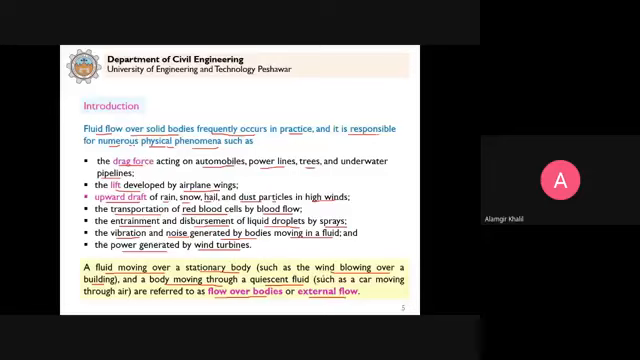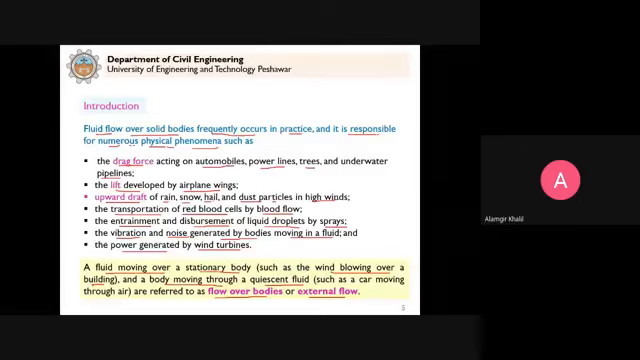So you can see here, wind blowing over a building. Because we are civil engineers, we want to calculate the loads acting on the buildings that we design. One of the loads is the wind load. So that's why we would be interested to know how to calculate the wind load, clear?